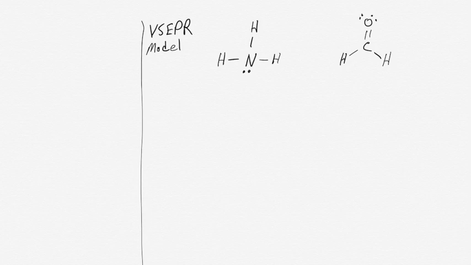And to predict shapes, we can follow a simple set of rules. The first one being, draw the Lewis structure for the molecule. In our examples, we've already done this. We've drawn ammonia on the left and formaldehyde on the right.